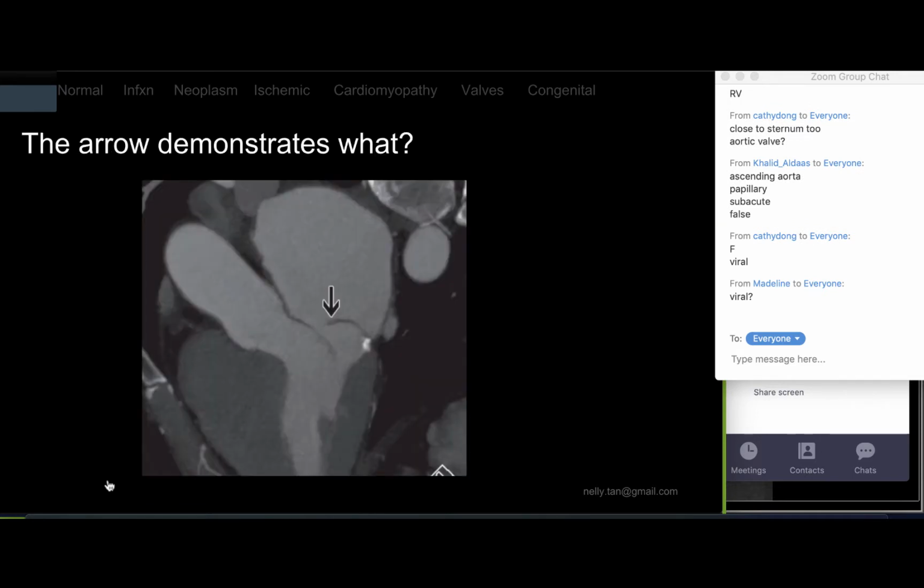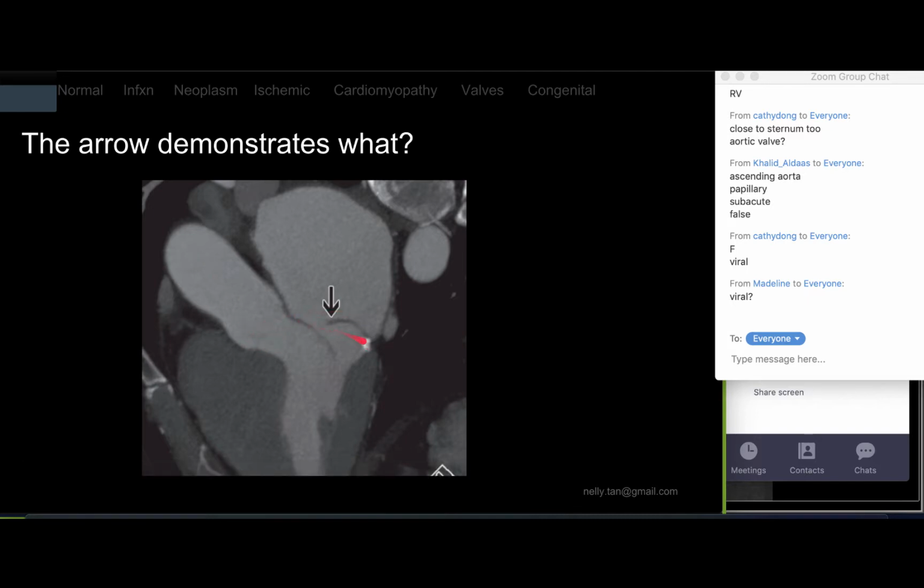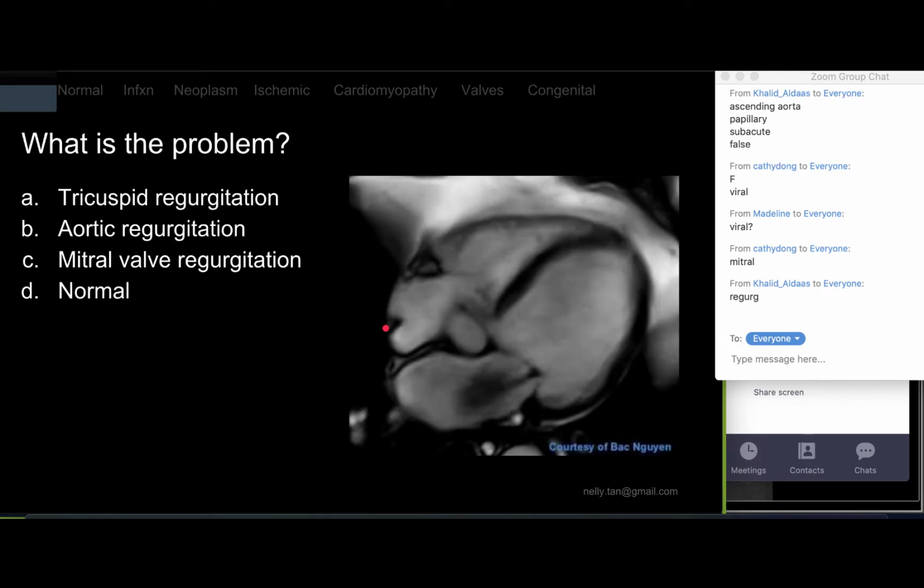Okay, what arrow? The arrow demonstrates what? So what ventricle is this? We said left, and then we said this is the ascending aorta. Here are the aortic valve, and here's the, good. And what's going on with the mitral valves? Are they normal? Are they coapting? Are they touching each other? Regurgitation, okay.